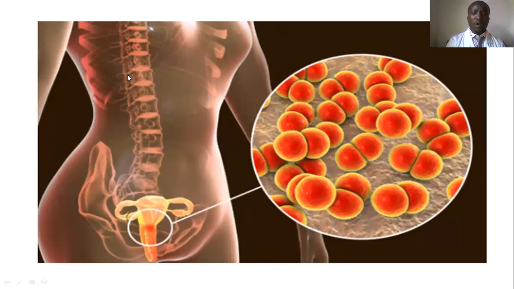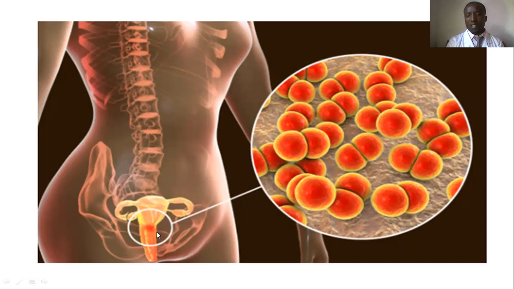This is the illustration of a female body with the position of our uterus, the vagina, the vulva, the fallopian tubes, and the ovaries. Of course, this is the location. And this structure that you are seeing that has been magnified, they are showing us bacteria, bacteria which cause PID, or pelvic inflammatory disease. This is just a sample of bacteria that have been magnified to show what happens within the uterine cavity.